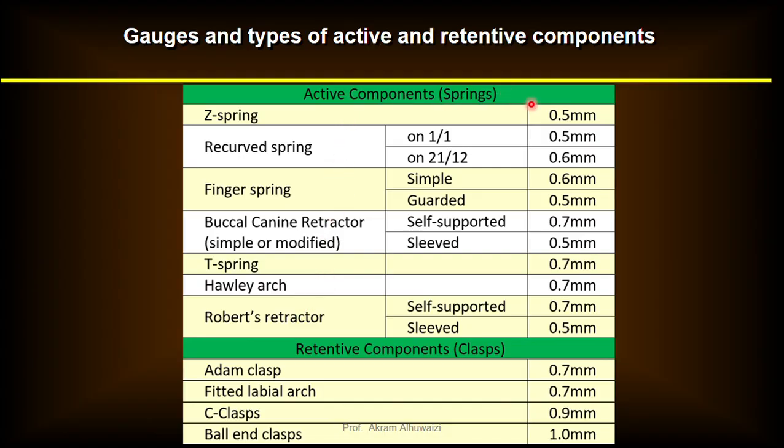So Z springs are made of 0.5 mm hard stainless steel wire. Recurved springs, if positioned on centrals, are made out of 0.5 mm hard stainless steel wire, and if they're positioned on premolar teeth, they're made out of 0.6, etc. Finger springs, which are simple or guarded. Buccal canine retractors, which are either self-supported or sleeved. T-springs, Howdy arches, Roberts retractors, which are also either self-supported or sleeved. And the retentive components are Adams clasps, fitted labial arches, C-clasps, and ball-end clasps.